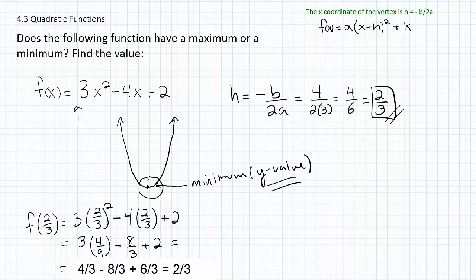So 2/3 is the minimum y value. This is the y value that we're looking for, right? And this is the smallest y value that we have on the graph. And if you graph the function, you'll see that the vertex occurs at 2/3 comma 2/3, right? So 2/3 comma 2/3, that's the vertex. And that vertex has a y-coordinate of 2/3, which basically ends up being our minimum y, because the function opens up from there. And if it opens up from there, then that's the smallest y value we will have.